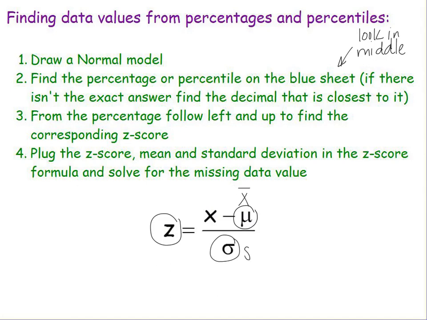This time in your work, you're going to be working backwards to find your x value. That's going to be your unknown. And we did an example like that in the last lesson, so it wasn't very difficult to work backwards. So just remember, we're focusing on drawing our normal model. If you're looking up percentages on the blue sheet, let me remind you of something else. You must always be shaded left in order to use your blue sheet. So some of your problems will be shaded left, some of them will not. So you need to deal with what happens if I need to shade left. So let's look at some examples.